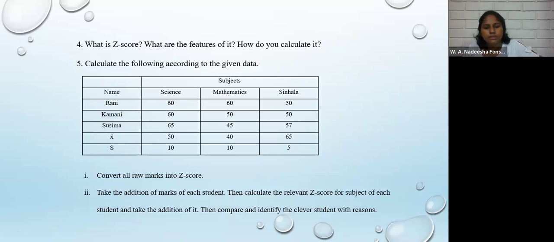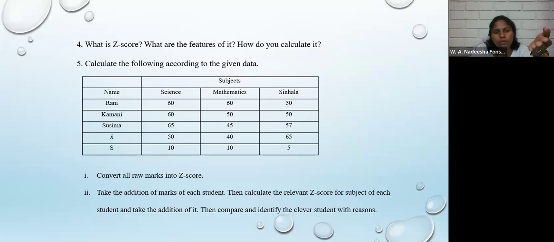Then substitute: 60 minus, according to science, the x bar is 50. 60 minus 50, do it in your mind, becomes 10. 10 divided by the standard deviation 10 gives 1. So first write the Z score of Rani's science mark equals x minus x bar divided by s, and do that.